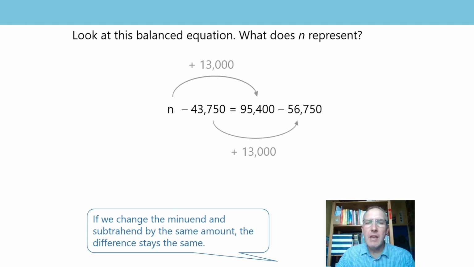So to work out n, what did you need to do? That's right, we need to subtract 13,000 from 95,400. Did you do that mentally? I hope so. What did you get? Tell me now. That's it. N is equal to 82,400. Super work if you got that. Well done.